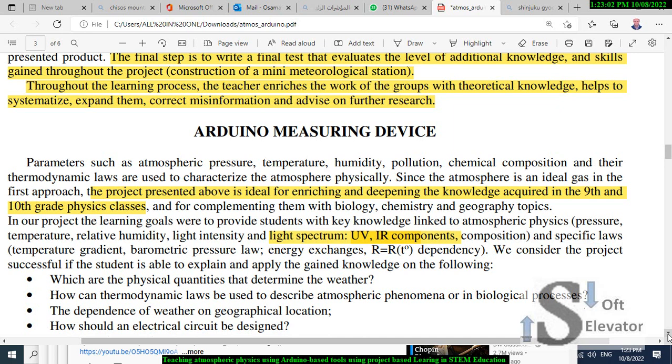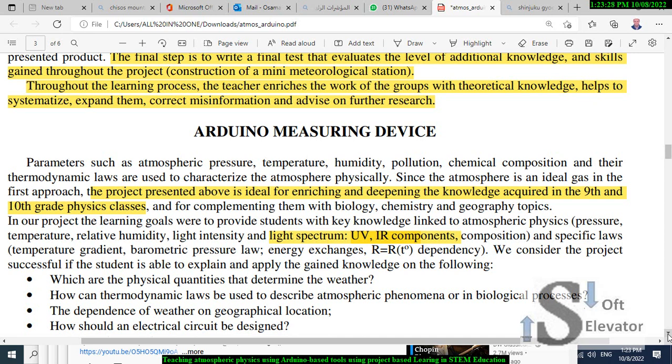Moreover, the parameters they studied, or will study, include the light spectrum, ultraviolet, and infrared components. So here, the student should be able to explain and apply the gained knowledge on the following. First, the physical quantities that determine the weather. Second, how thermodynamic laws can be used to describe atmospheric phenomena or biological processes.